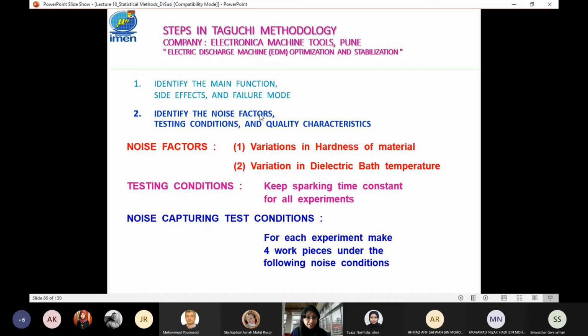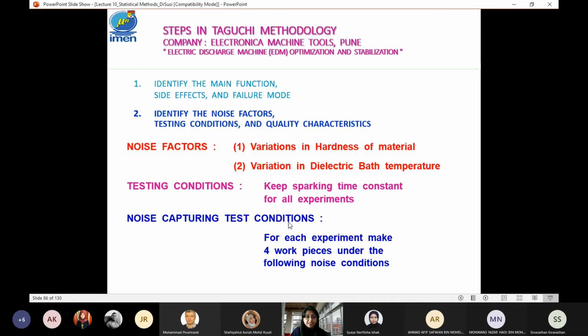Next is to identify the noise factors, the testing condition, and also the quality characteristics. You looked at variation in hardness of material and variation in dielectric bath temperature, hardness and temperature, H and T. For the testing condition, you keep the sparking time constant for all experiments. You don't change the sparking time.